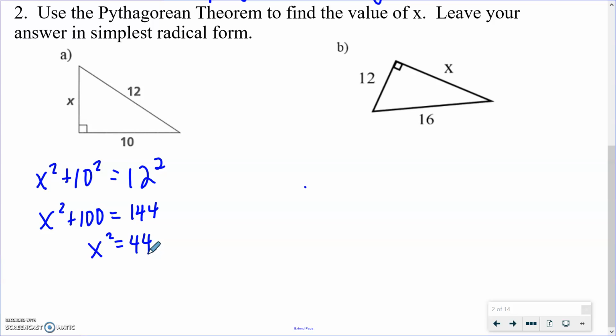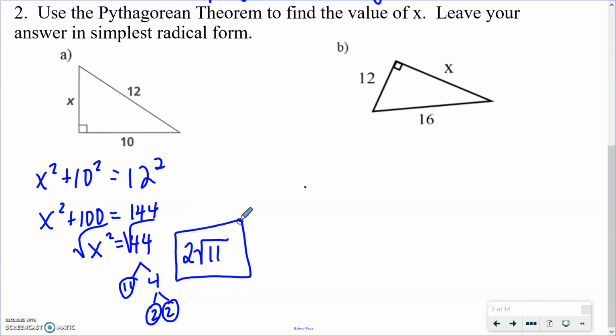Okay, and we want to put that in simplest radical form. Again, the way we've been talking about that is if we square root both sides, we can then do 11 times 4, and then 2 times 2. These have partners, so it's going to be a 2, and then square root of 11 on the inside because it doesn't have a partner. And so that is the length of the missing leg on that first triangle.